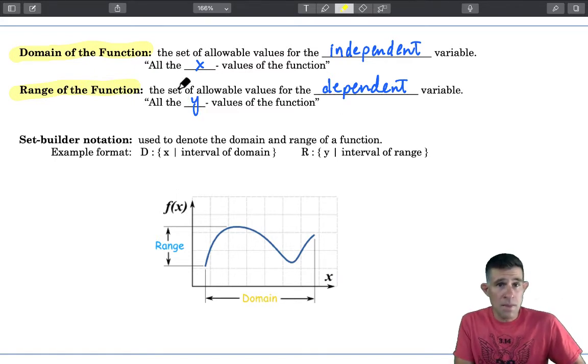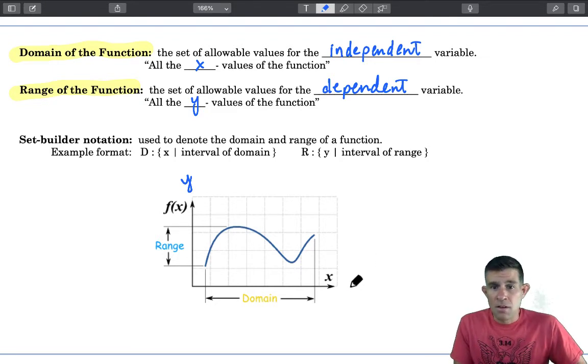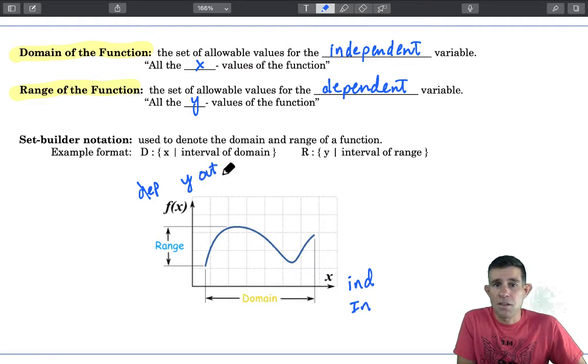The domain is simply the set of allowable values for the independent variable. They are the x values of our function. The range is the set of allowable values for the dependent variable. In other words, they are all the y values of our function. There's a little visualization down here. In our graph, we have a coordinate plane, x and y. Remember, f of x is just a fancy way of saying y. These are our independent and dependent variables. Our input goes on the x-axis and our output goes on the y-axis.